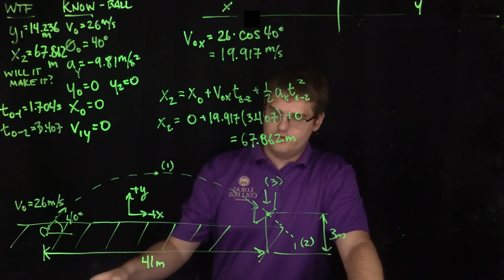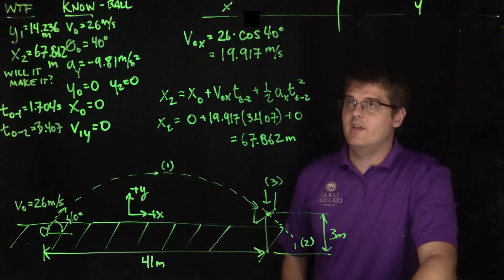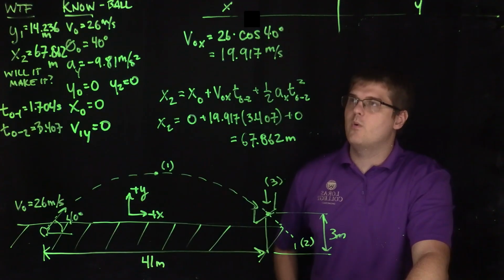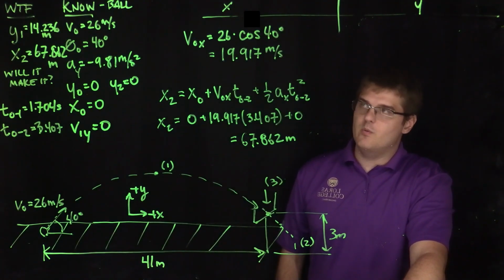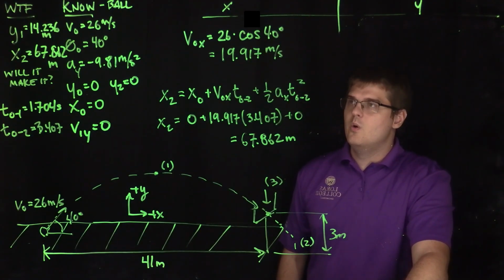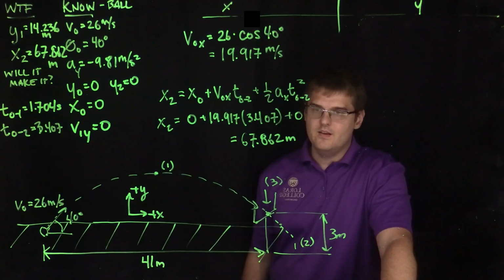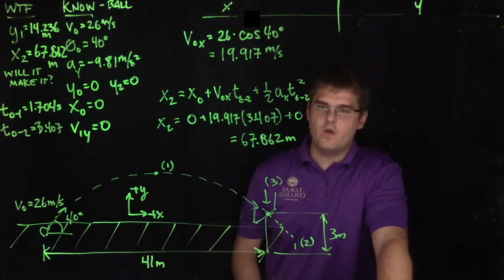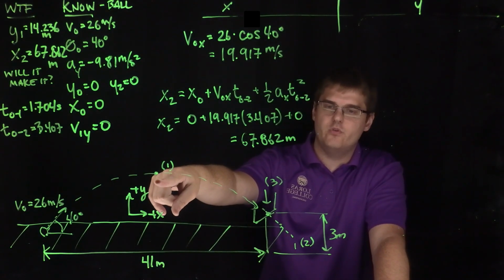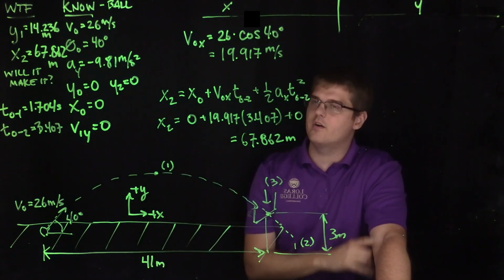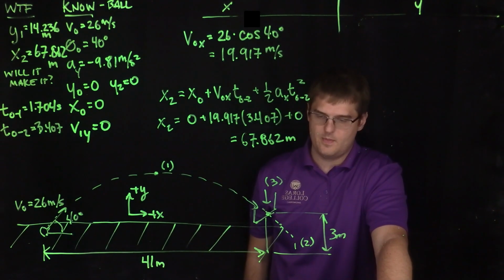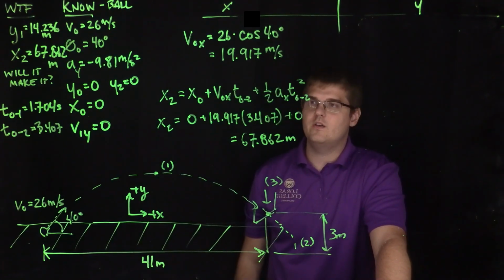Those are the two easy ones that we have solved now. We know that it is going to reach a maximum height of 14.236 meters. We know that it will hit the ground after going 67.862 meters. What we don't know is whether or not it's going to go through the goalpost, because we know it's way higher than the goalpost here. We know that it is on the ground here. We need to know where it is when it passes this 41 meter mark. Got two ways that we can do that.